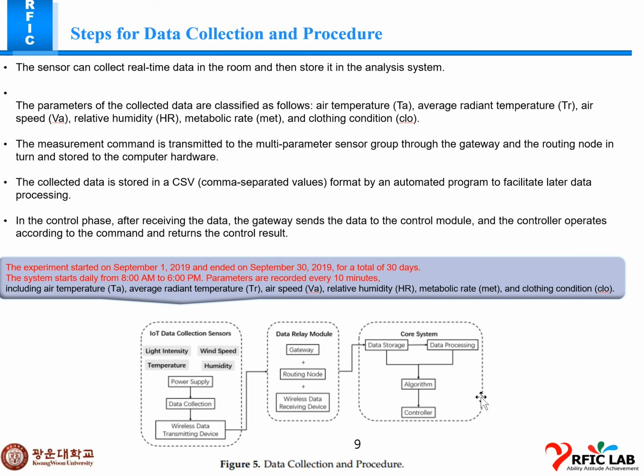The measurement command is transmitted to the multi-parameter sensor group, and then the routing node returns it to the computer hardware. For collecting and storing the data, they used a CSV file, meaning comma-separated values format, to facilitate later data processing. In the controlling phase, after receiving all the data from the gateway and the receiving module, the control module operates according to the command and returns the controlled result.